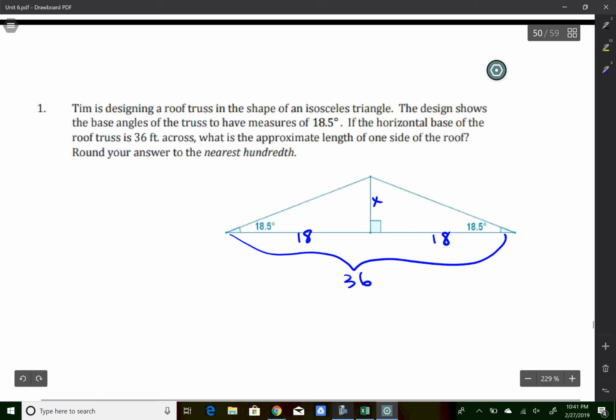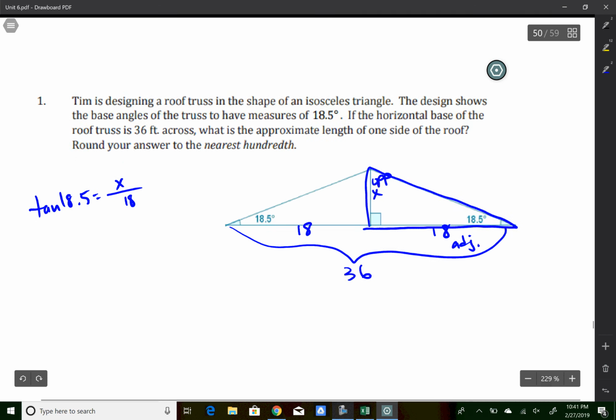And I want to find the height. So realistically, I really only care about one of these right triangles. I don't care about both. So I have an angle that's given, I have an opposite side that I want to know, and I have an adjacent side that I do know, so that's a tangent ratio. So I say the tangent of 18.5 is equal to the opposite side over the adjacent side.